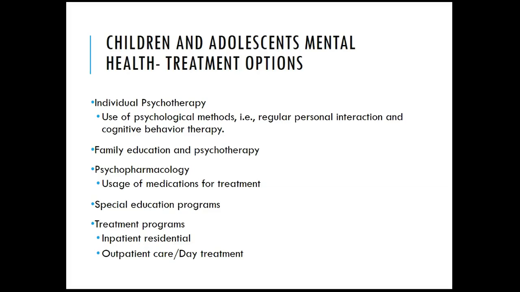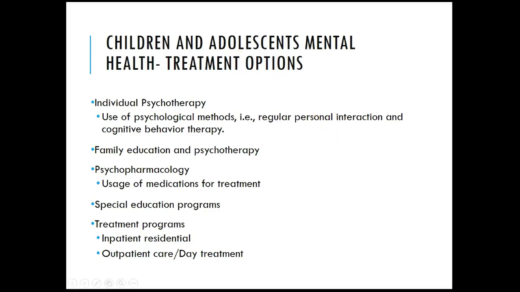It's important to really explore and thoroughly research all kinds of treatment options. I like to start with non-drug related treatment options for mental health illnesses in general. Again, individual psychotherapy: that is the use of psychological methods such as regular personal interaction, cognitive behavioral therapy, and additional methods to treat an individual. You can combine psychotherapy with family education, specifically family counseling sessions, which include the individual and the family sitting in one setting together and really talking about those experiences. And that has also been proven to be a great treatment option for mental health illnesses for children and adolescents.